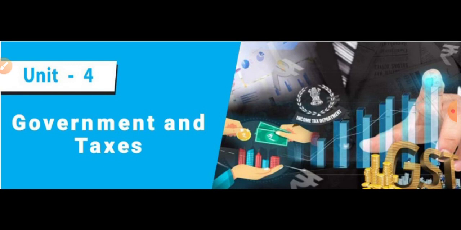Then thirdly, we learned about the conduct of periodic elections. That means we elect our representatives to parliament and state assemblies. That means India is a democratic country. What is meant by democracy? It is a form of government by the people, of the people and for the people. So, the people elect the representatives to the parliament and the state assemblies.